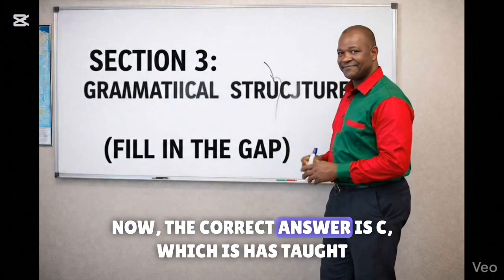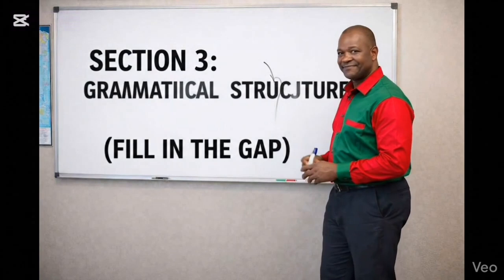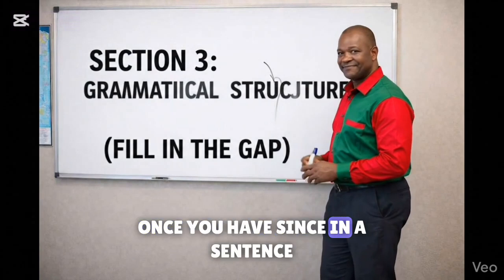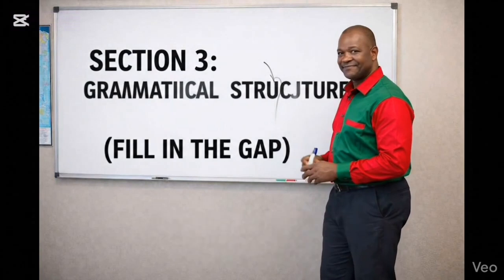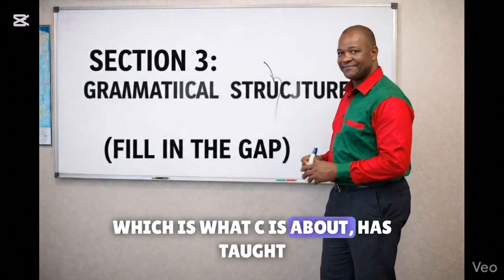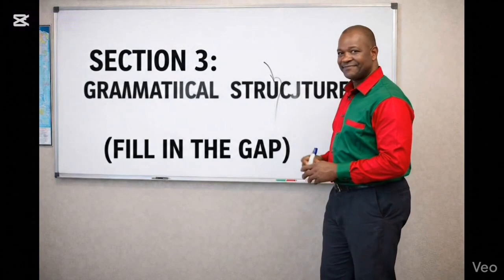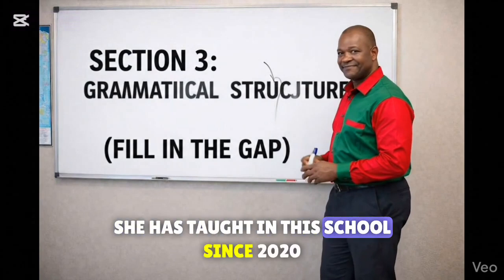Now, the correct answer is C, which is has taught. Once you have since in a sentence, it requires the present perfect tense, which is what C is about, has taught. She has taught in this school since 2020.